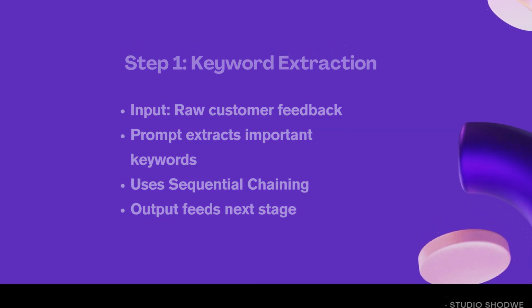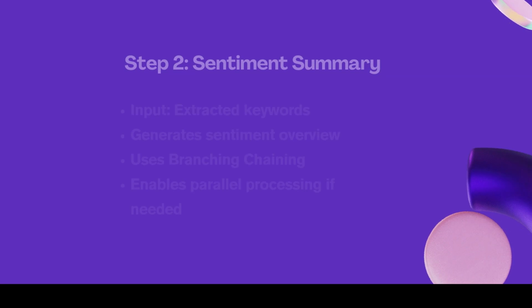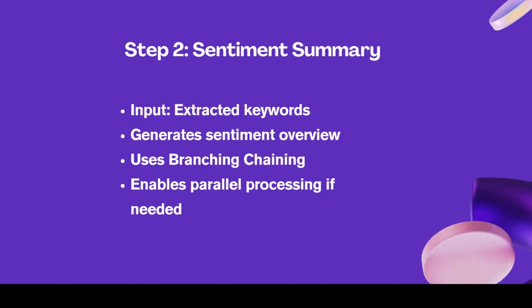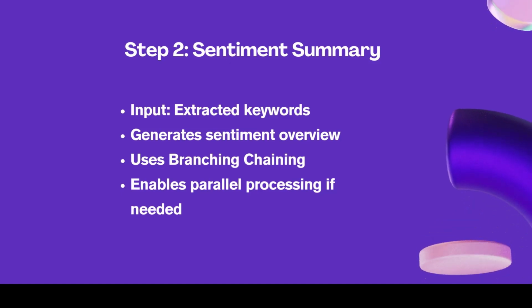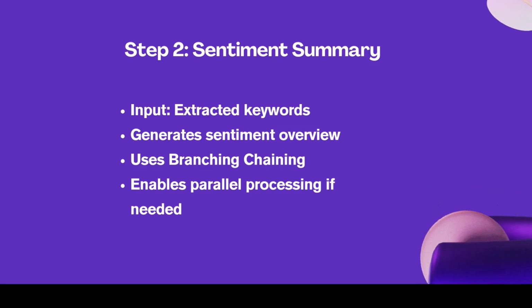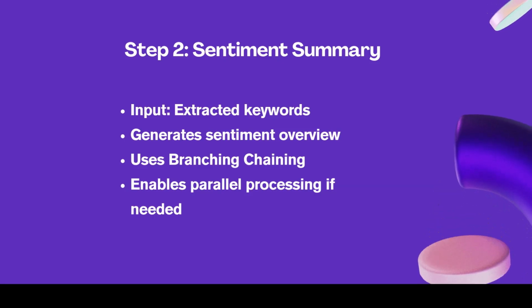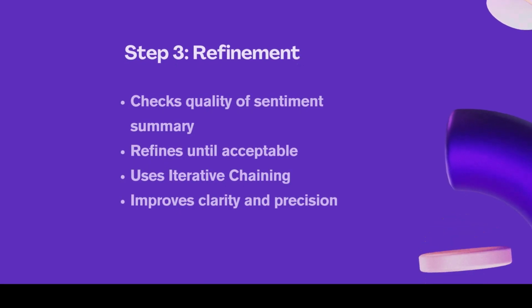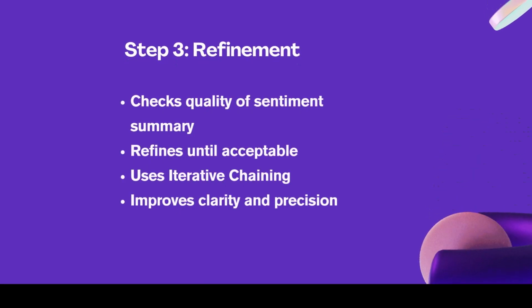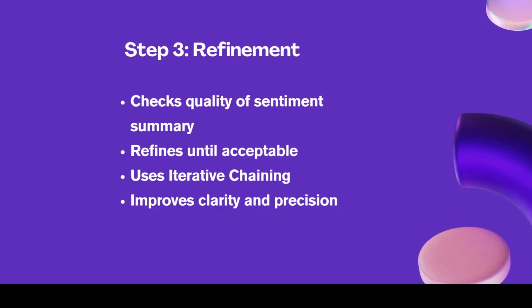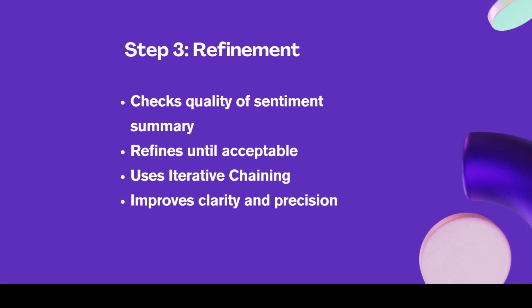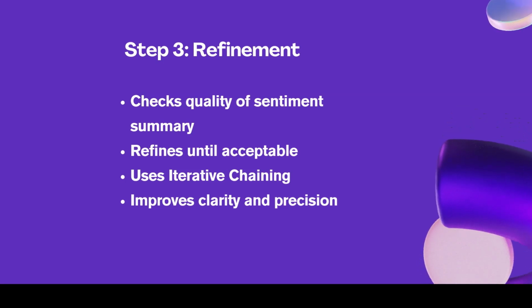Step 2, sentiment summary. In the second step, the extracted keywords are passed into a chat model. The model generates a sentiment summary based on those keywords. This is where branching chaining can be applied, allowing multiple summaries or analyses to run in parallel if needed. Step 3, sentiment refinement. If the sentiment summary doesn't meet quality criteria, it is passed to a refinement prompt. This step uses iterative chaining, meaning the output is refined repeatedly until it reaches the expected precision.